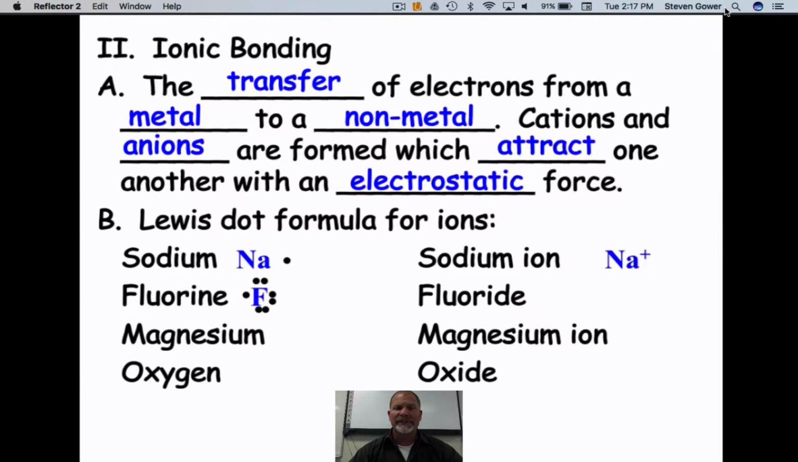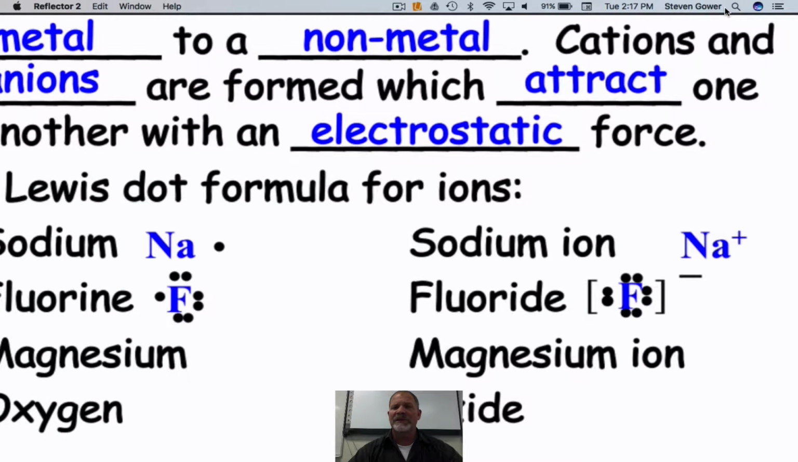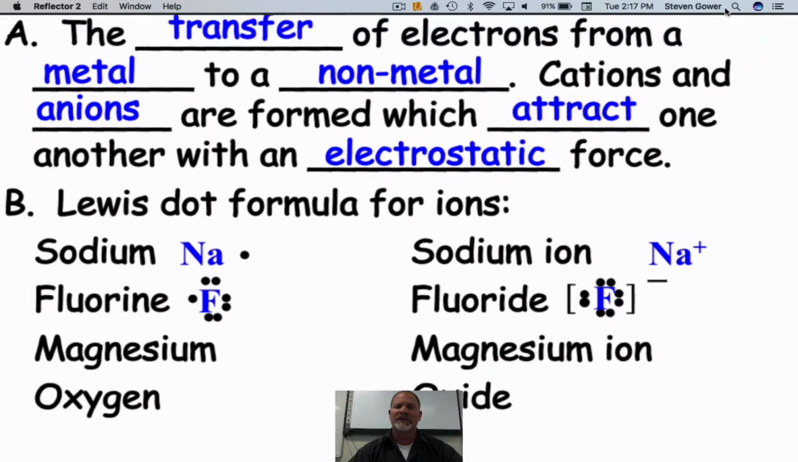We show all 7 valence electrons. Its goal is to become like a noble gas, so fluoride is F-, meaning that it has acquired a full octet, so we show it when we're drawing the Lewis dot formula of an ion. Put brackets around it and a negative charge on the outside. That negative charge on the outside is just showing that we had to gain 1 electron to get there.